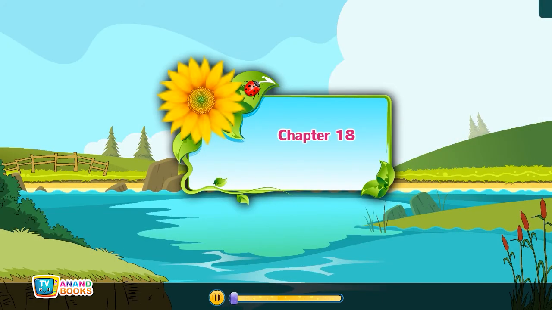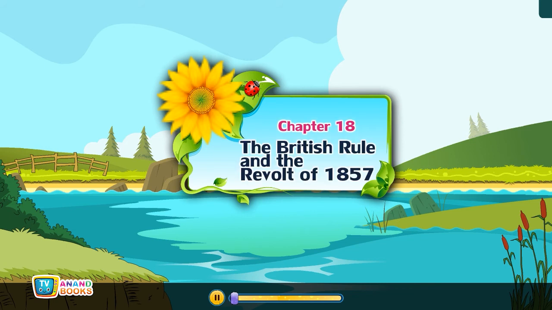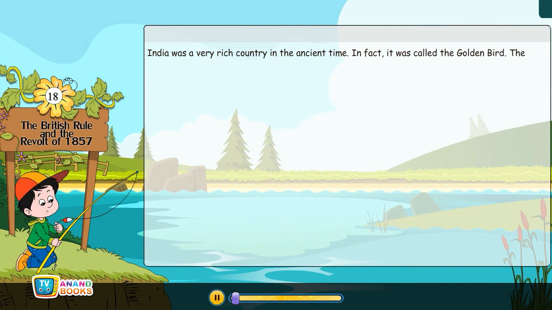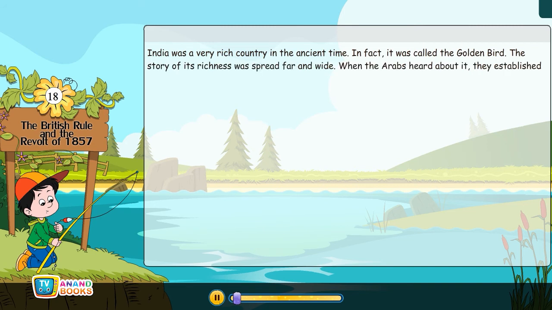Chapter 18. The British Rule and the Revolt of 1857. India was a very rich country in the ancient time. In fact, it was called the Golden Bird. The story of its richness was spread far and wide.